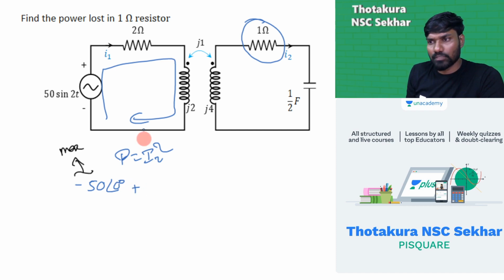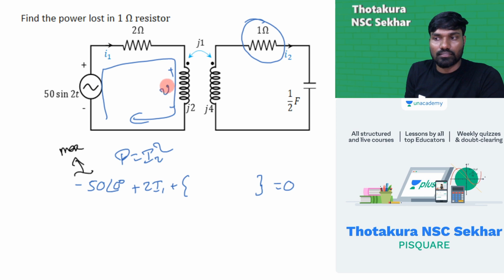Plus 2 into I1 plus some voltage V1 is equal to 0. The value of V1 is in 2 terms. Whenever you see this type of coupling, tell me whether it is a positive coupling or negative coupling. I'm waiting. No response. Current entering a dot, here current leaving a dot, this current is leaving a dot. Yes, it is a negative coupling. Put this sign here. That's the first thing you should do.